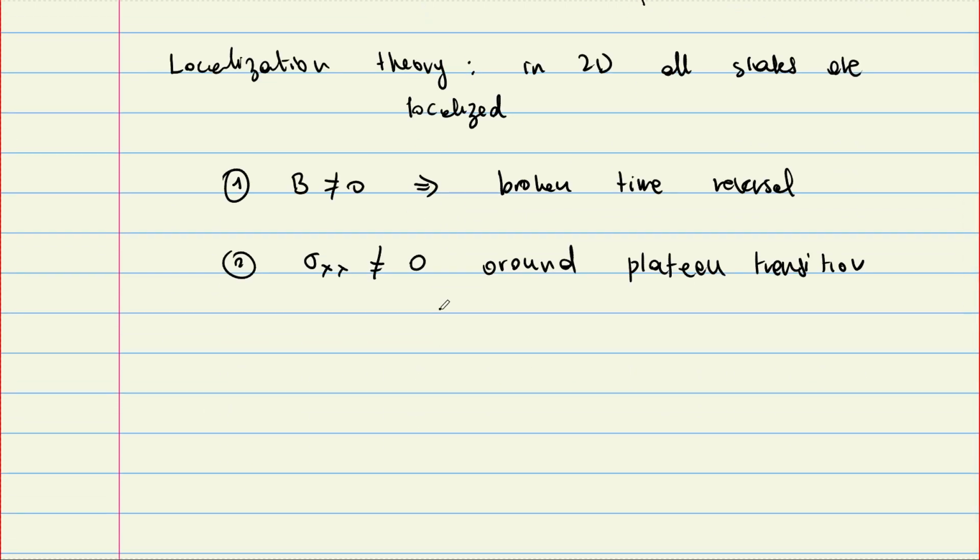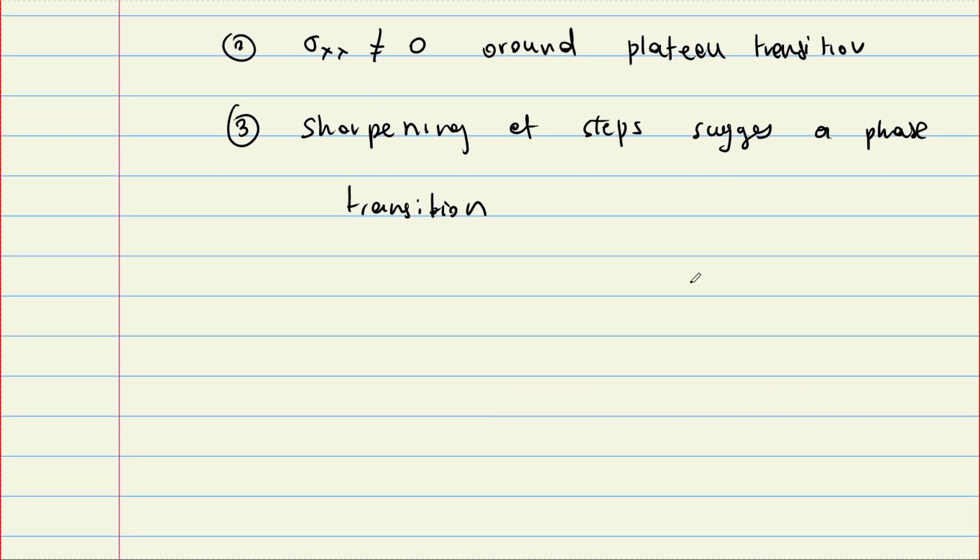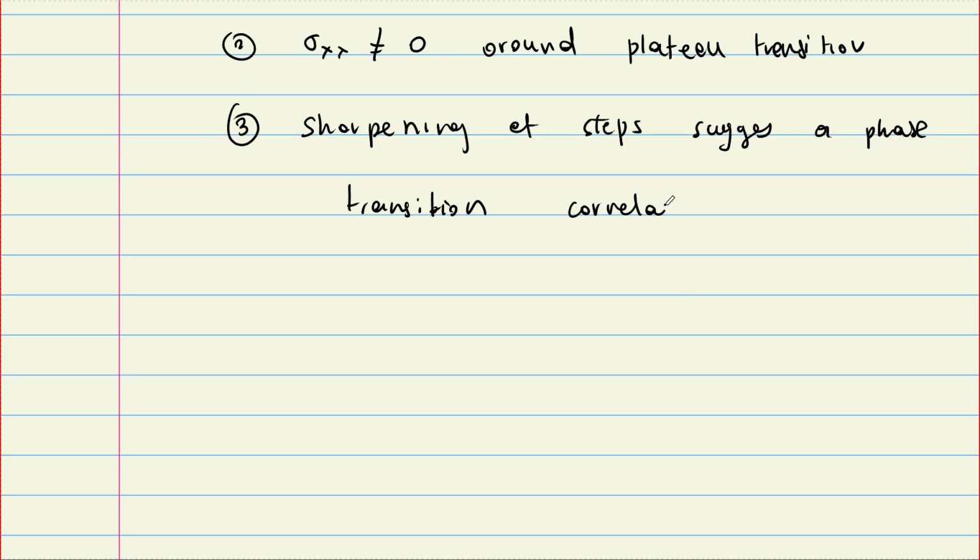And also the sharpening of steps suggests a phase transition, which is this so-called percolation transition. And in the case of a phase transition, we know that there is a correlation length, or localization length.